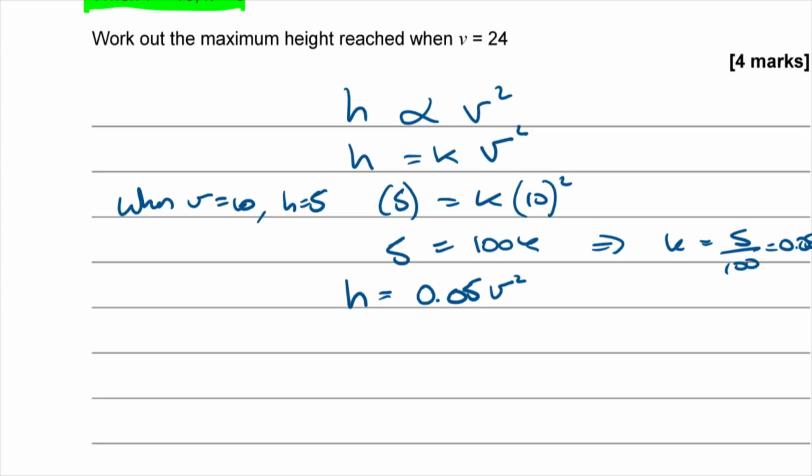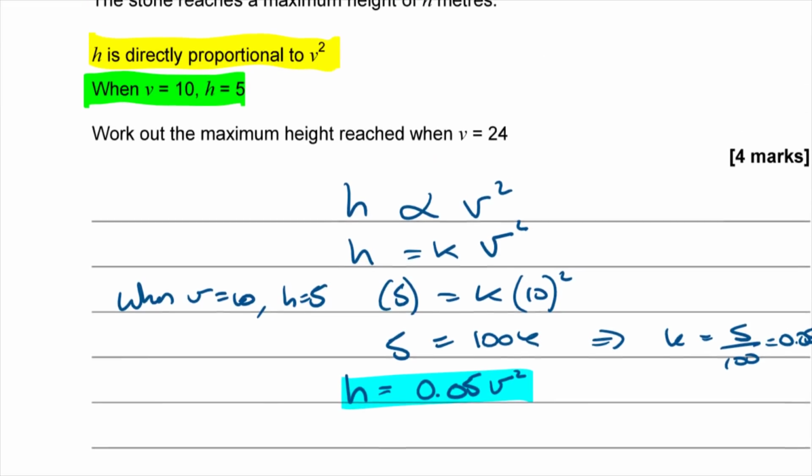Now students often mix up what is a constant and what is a variable in these sorts of equations. h and v are both variables and they can take multiple values within the question. k is a constant and it has only one value, and once you find it and replace it, you don't have to think about k ever again. So I've got my complete equation in h and v, which I can now use for the remainder of the question.